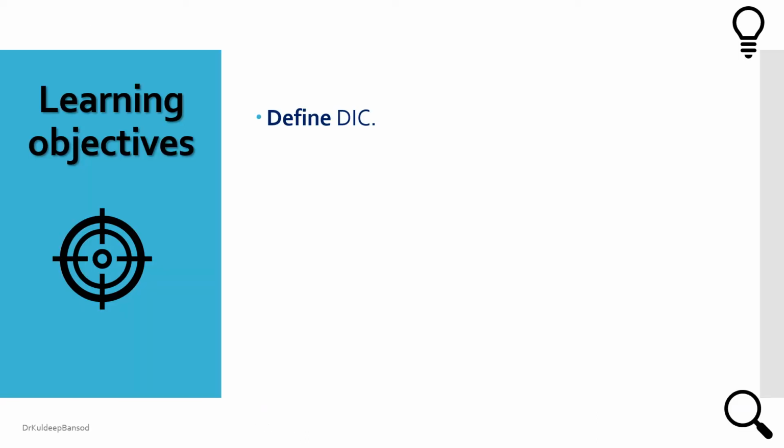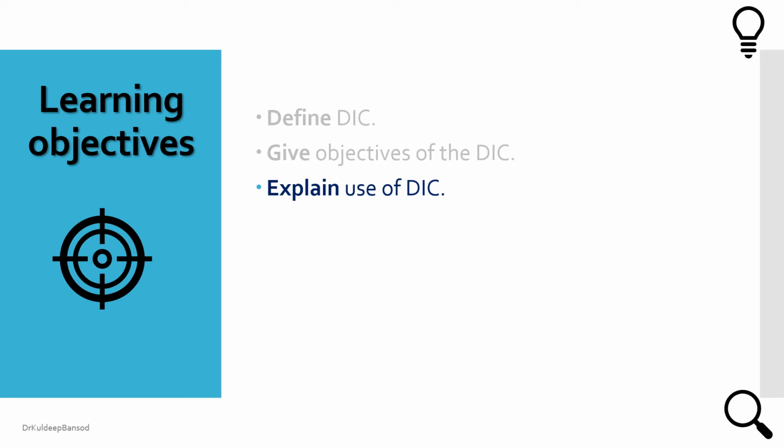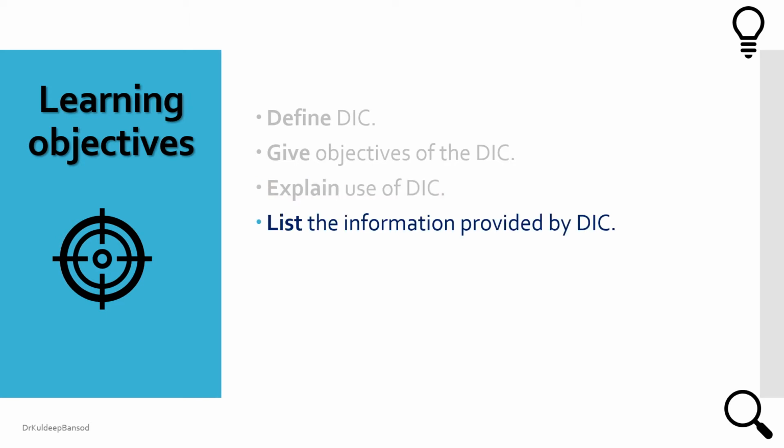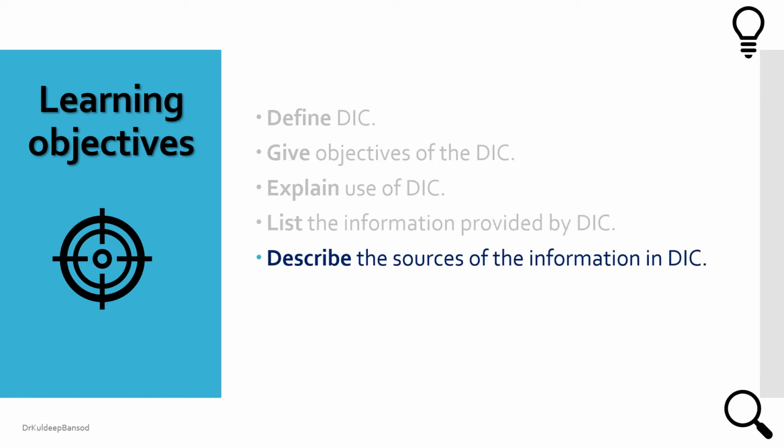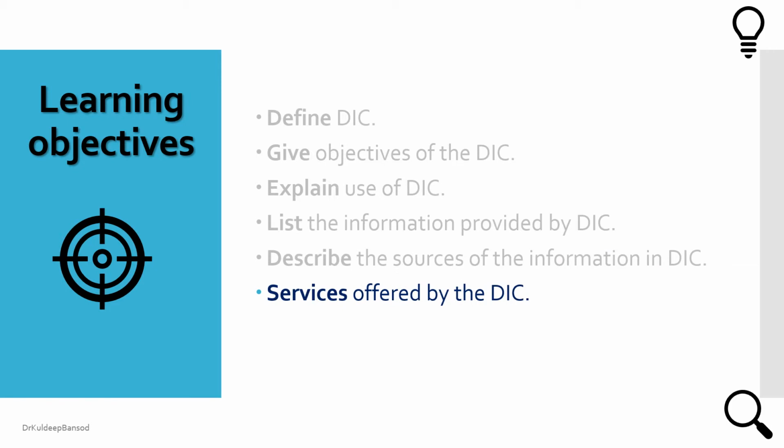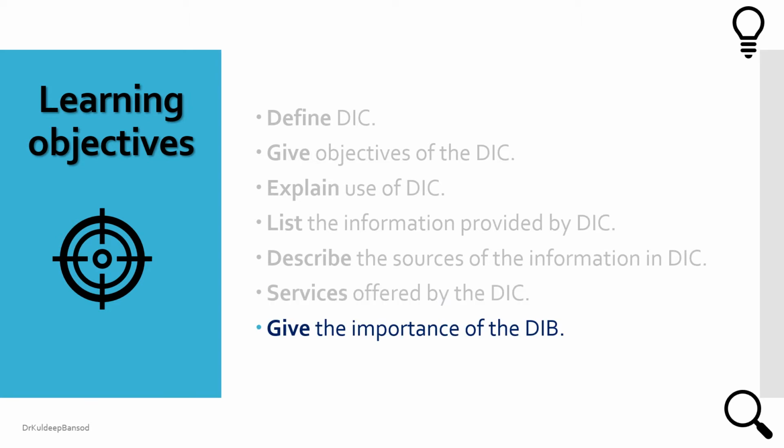After watching this video tutorial, you will be able to define Drug Information Center, state its objectives, and explain the uses of Drug Information Center. You will be able to list out which information is provided by the DIC, describe the sources of information inside DIC and the services offered by the DIC, as well as emphasize the importance of Drug Information Bulletin. Let's see them one by one.